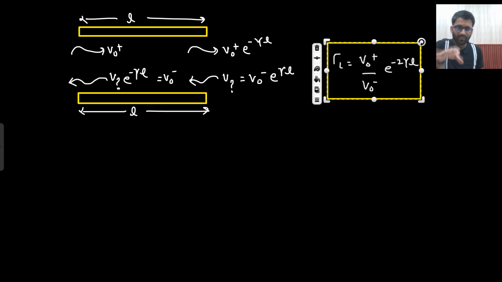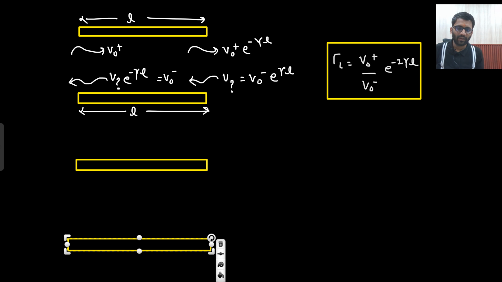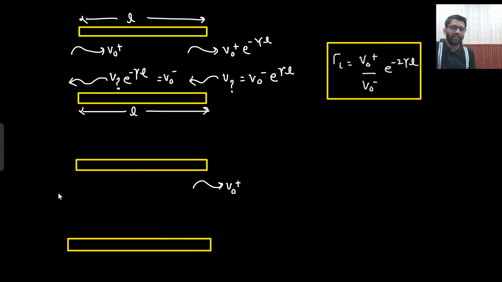But this analysis we did in the last lecture. Initially what we did when we were studying, we were saying that here V0 plus is generated. So what would have started from here?